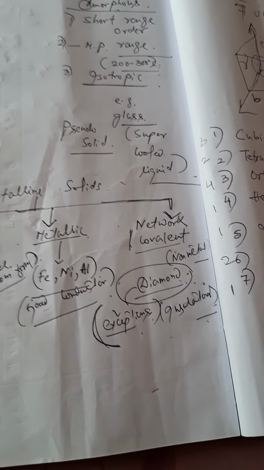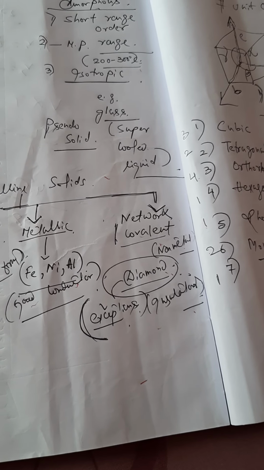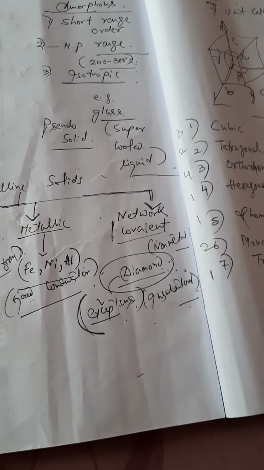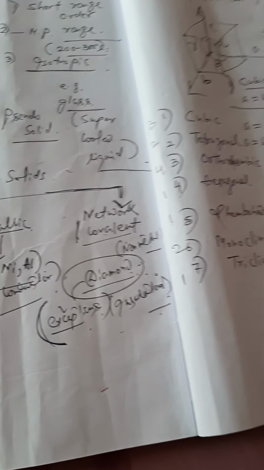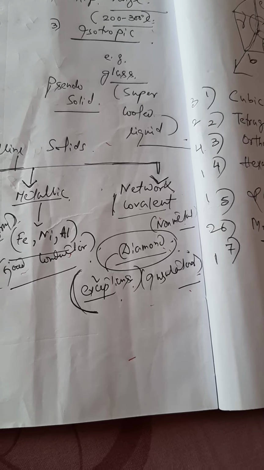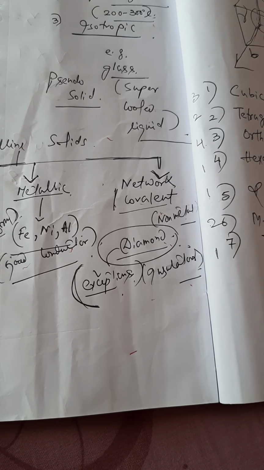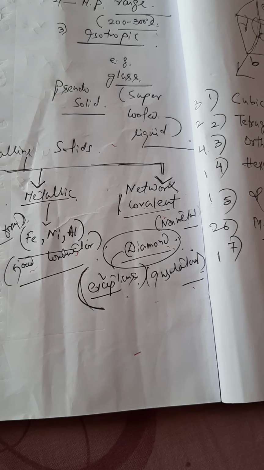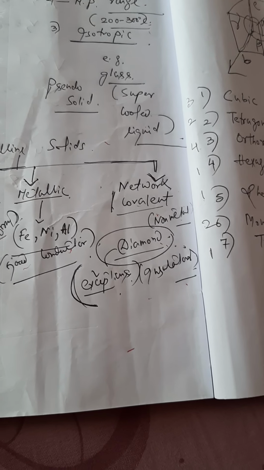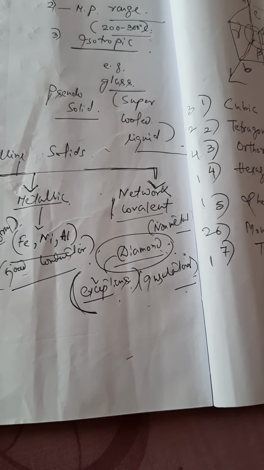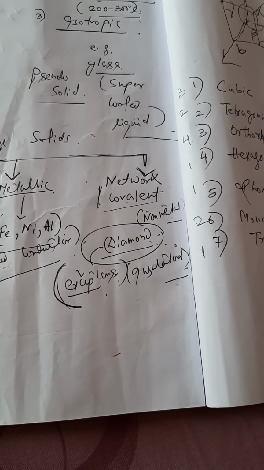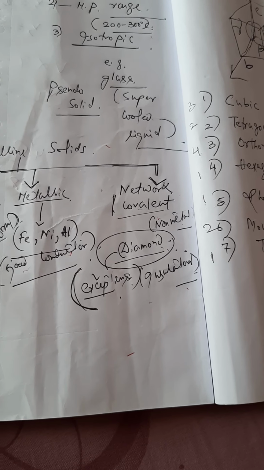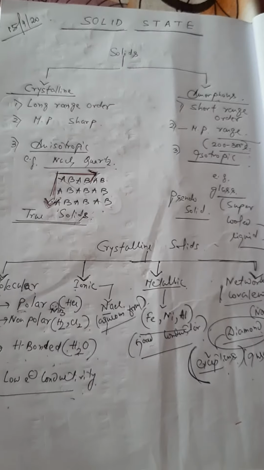And on the other hand, network or covalent solid means non-metal. When non-metals form any solid, they are called network or covalent solid. Actually, network or covalent solid doesn't show any electrical conductivity, but acts as a good insulator. But one exception is there: diamond conducts electricity. So this is an exception.